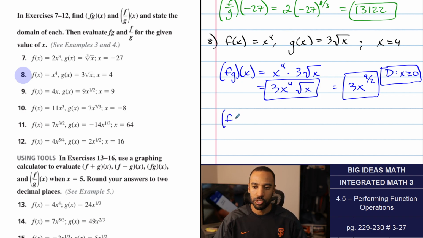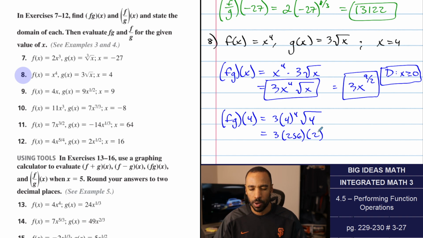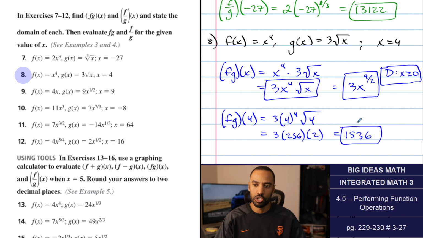Let's do f times g of 4. I'm going to substitute in this one. I kind of want to use the noggin for this one. So this is going to be 3 times 256 times 2. 512 times 3. 1,536. I believe that should be the answer.